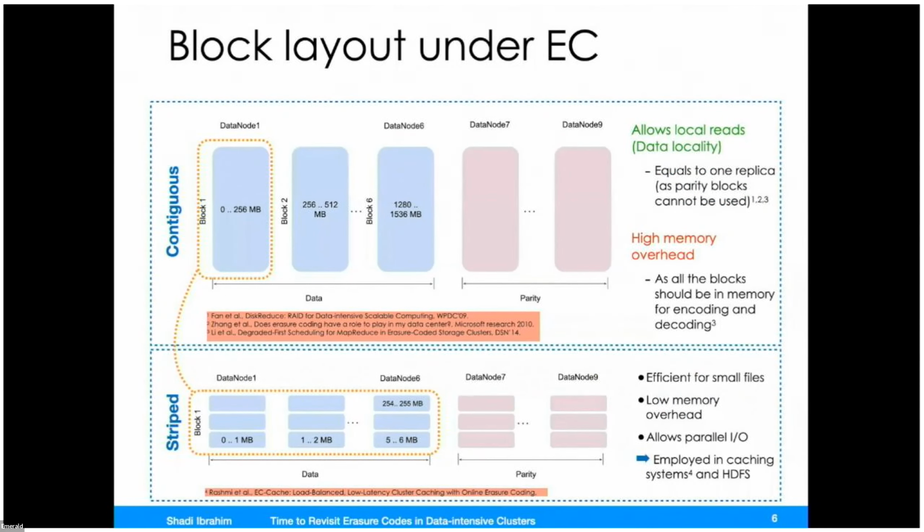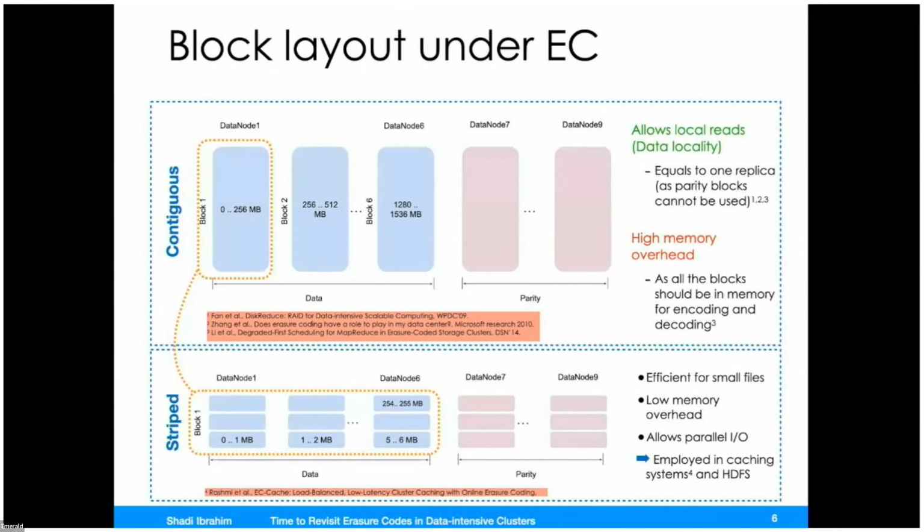The performance of EC strongly depends on the data layout. EC can be implemented under contiguous layouts, where N blocks are encoded together to generate the parity blocks. Contiguous data layout allows local read, as a data block can be read completely from a single node. And this is why it has been mostly used in previous works targeting data analytics. However, it brings high memory overhead, as all the blocks should be available in memory for encoding and decoding.